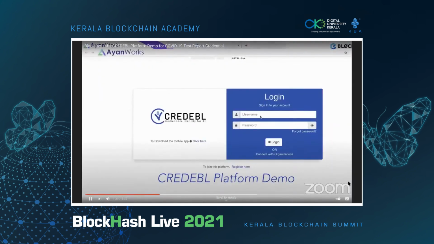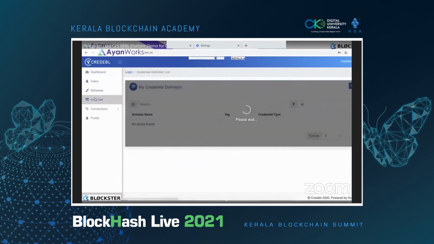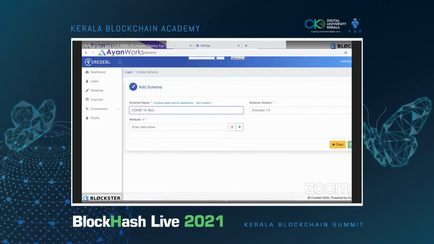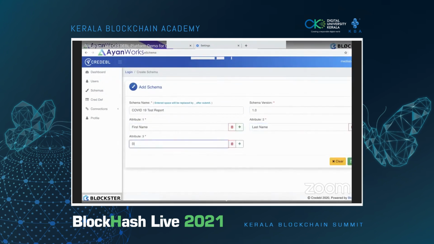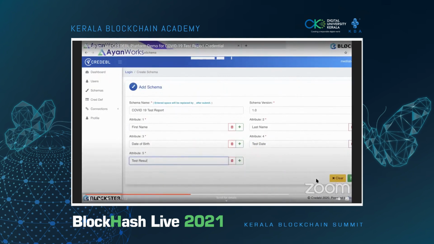This is the Credible platform. A lab technician from Medilabs logs in. As a one-time first step, let's create a schematic template that will be used later on to issue verifiable credentials to the individuals. To create the template, specify the template name, which in this case is COVID-19 test report, then specify the version number, followed by attributes such as first and last name of the person being tested, date of birth, date on which the test is being conducted, sample type, and most importantly, test result. These attributes reflect in the credential in the individual's wallet.